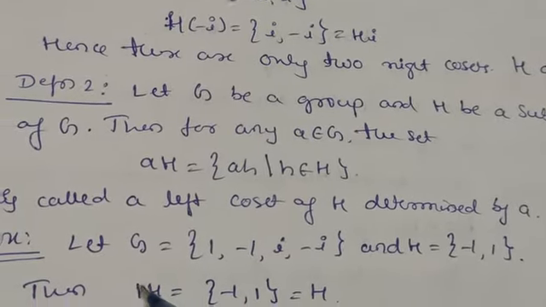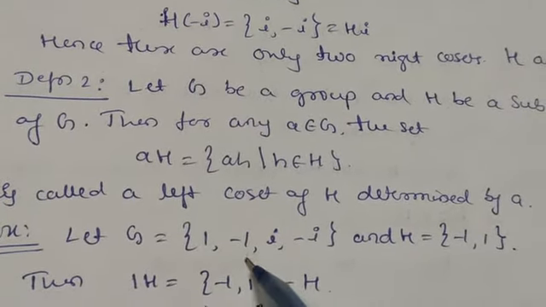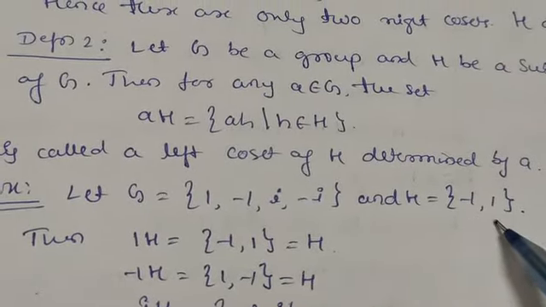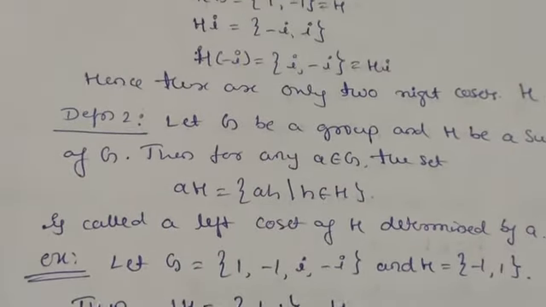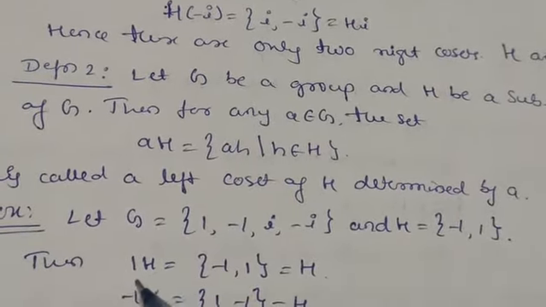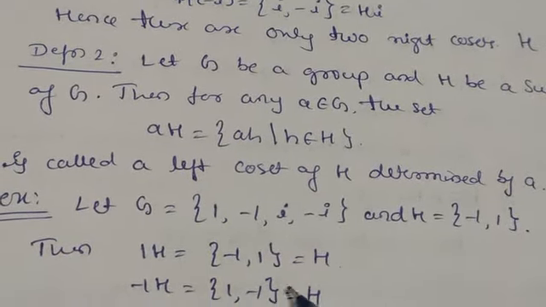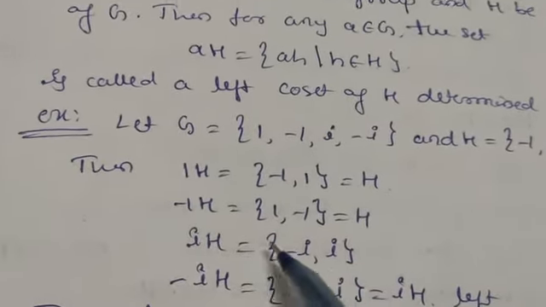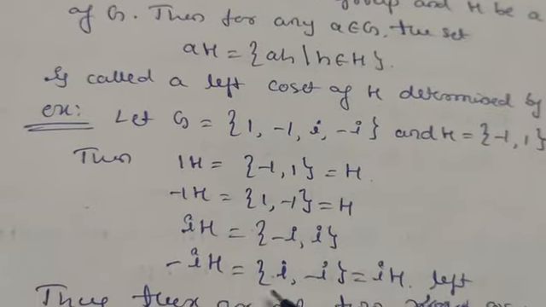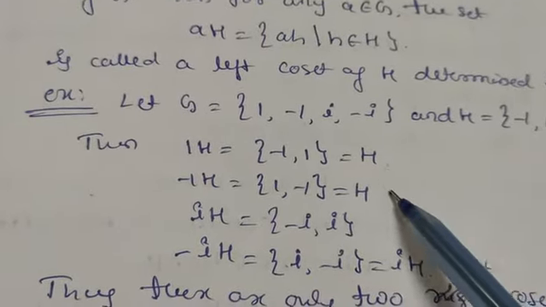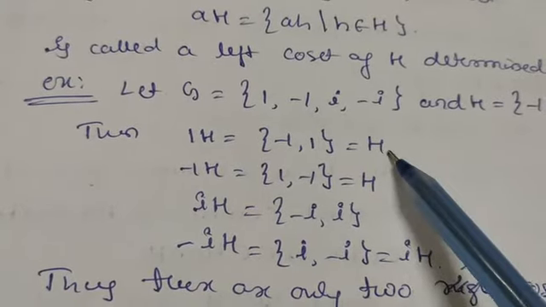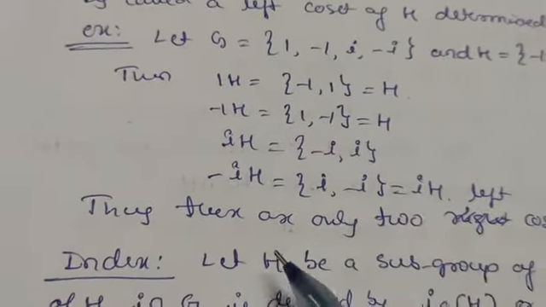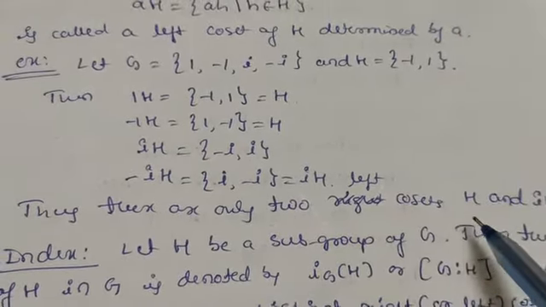So here also same thing. Let us take the same example. Let G be the group {1, -1, i, -i}, and H is a subgroup which contains only two elements, -1 and 1. Now here we are multiplying the element on the left side. It is the same thing here, -1 and 1. (-1)H is {1, -1}, as we have done in right coset. iH is again the same, multiply this element with i, and -iH is also the same. So again here also we have only two different cosets. One is H and the other is iH. So therefore there are only two left cosets. They are H and iH.